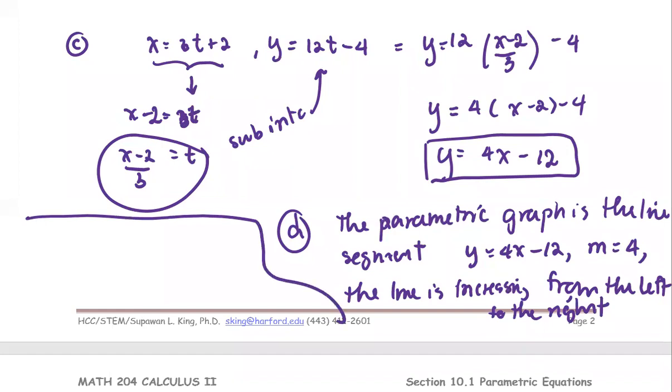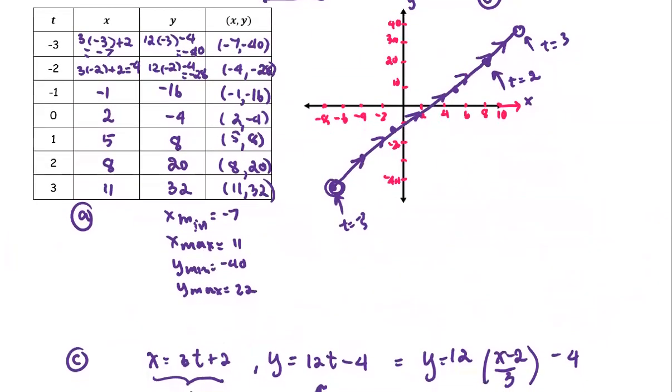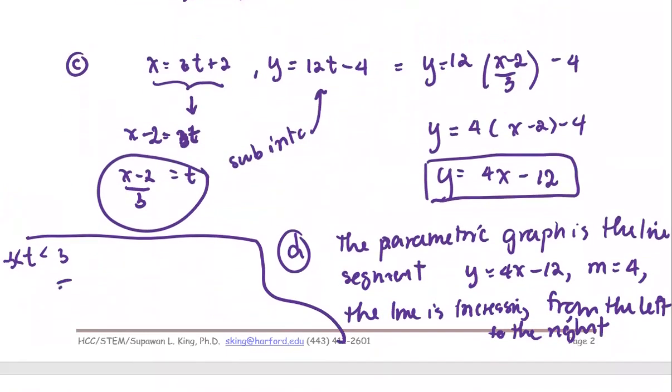And make it more specific. Since t is between negative 3 and positive 3, for t equals negative 3, the x from the table is negative 7, and for t equals 3, x is positive 11. So then the graph will be bounded by x greater than negative 7 and less than 11, and y will be greater than negative 40 and less than 32.